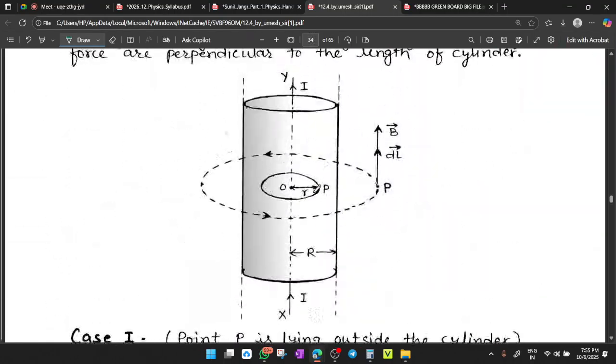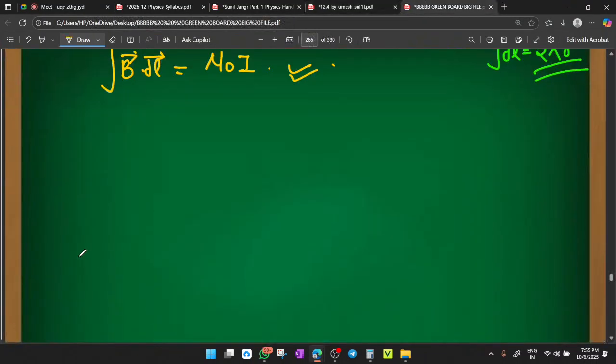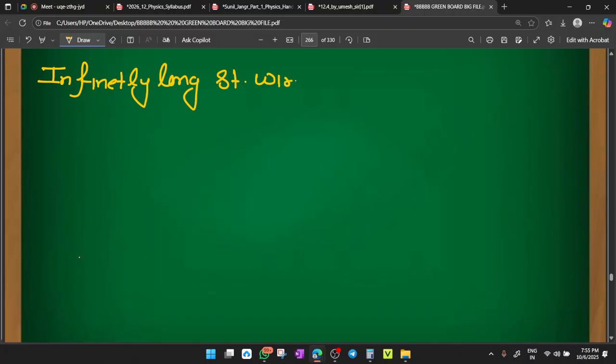So three cases may be there if you are considering a circular cylinder. But if we talk about an infinitely long straight wire, we have to find the magnetic field intensity, the magnitude as well as the direction. So first we have an infinitely long straight wire.